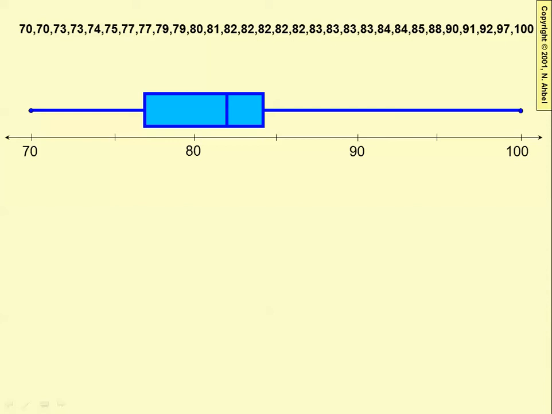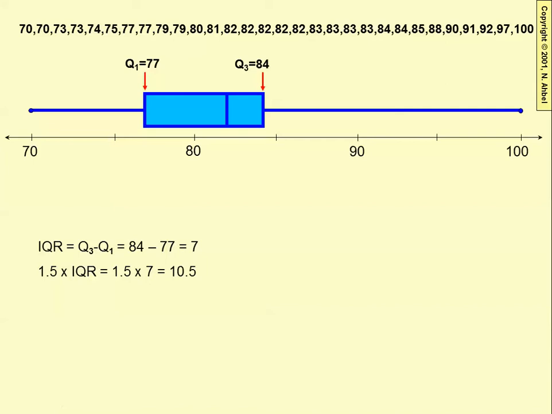The range is the maximum minus the minimum. The interquartile range is Q3 minus Q1. So in this case, the IQR, the interquartile range, is 84 minus 77, which is 7. So 1.5 times the interquartile range is just 1.5 times 7, which is 10.5.